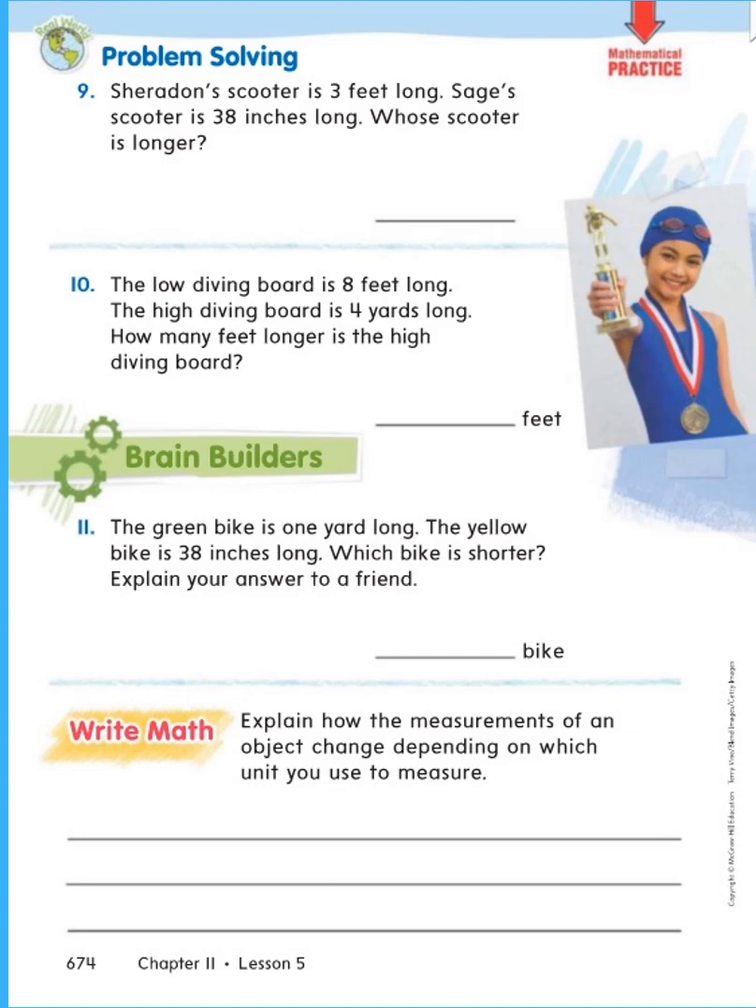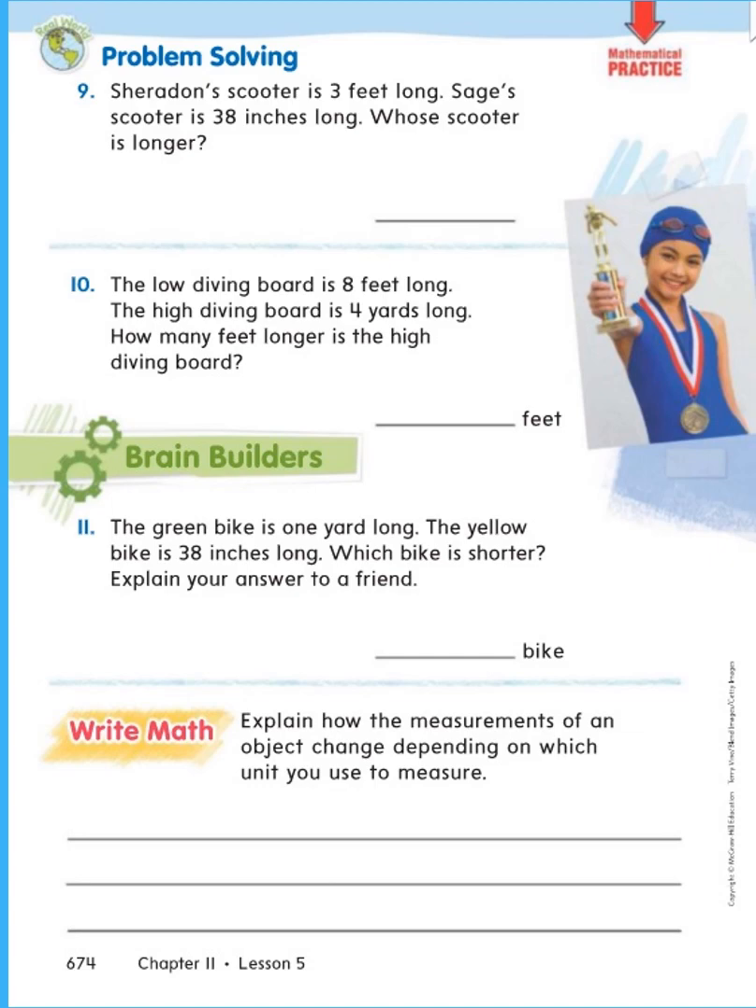All right, problem solving. Number 9. Sheridan's scooter is 3 feet long. Sage's scooter is 38 inches long. Whose scooter is longer? Think about that. Number 10. The low diving board is 8 feet long. The high diving board is 4 yards long. How many feet longer is the high diving board? Be careful. Wow, I can't believe that's not a brain builder.